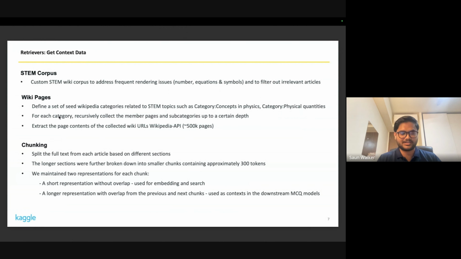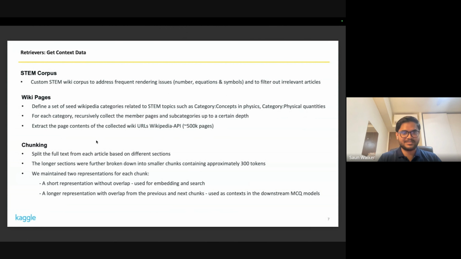So we focused on filtering out the relevant articles only. To this end, we explored the Wikipedia category graph. At the start, we defined some of the relevant categories that we were interested in for this task. Some examples would be concepts in physics, physical quantities. So we defined a set of seed categories, and then we recursively crawled Wikipedia up to a certain depth, and we extracted the member pages as well as subcategories. Eventually, we ended up with around 500,000 Wikipedia articles. Then we used the Wikipedia API to extract the details of these pages.